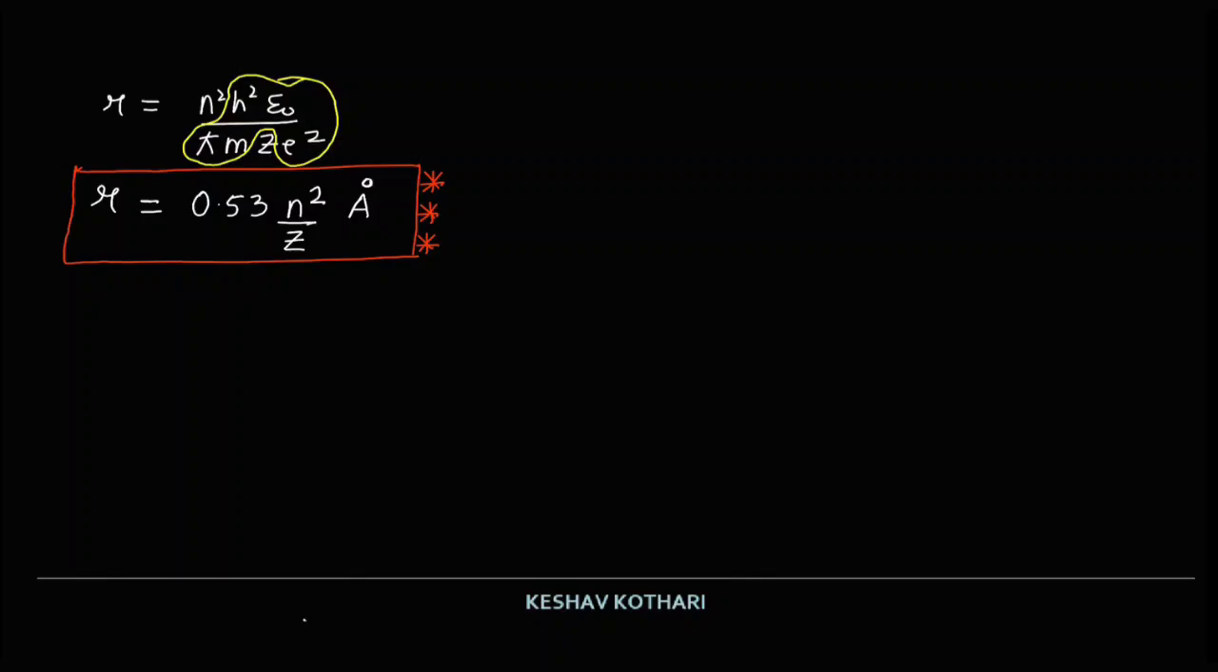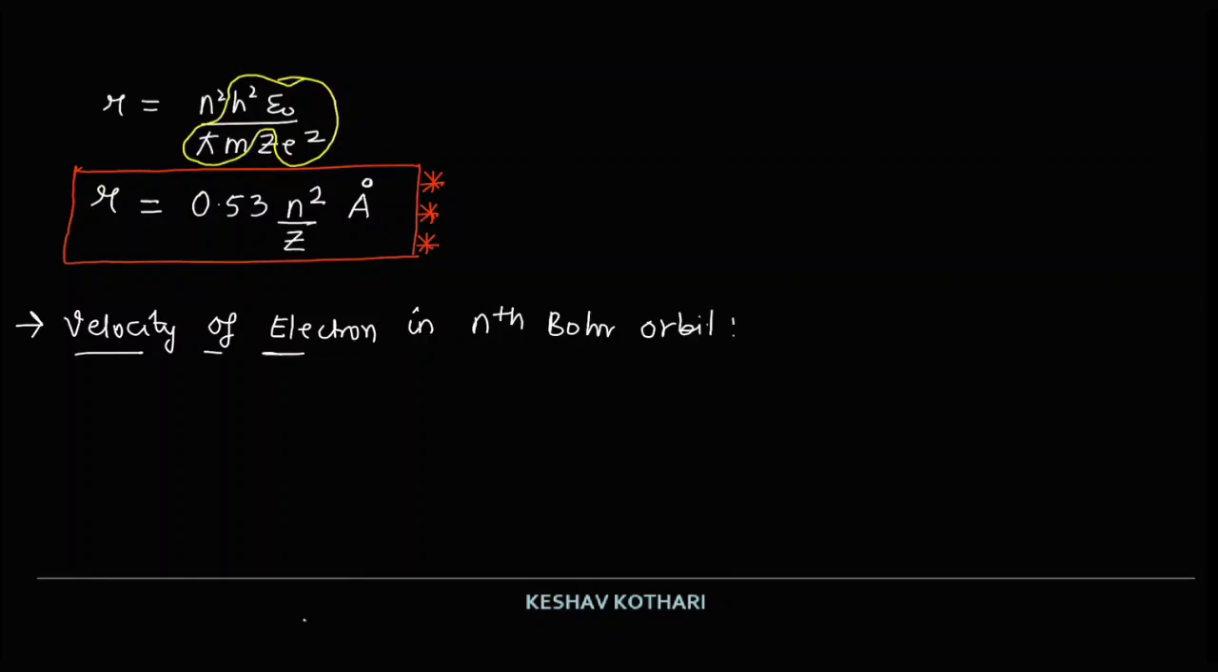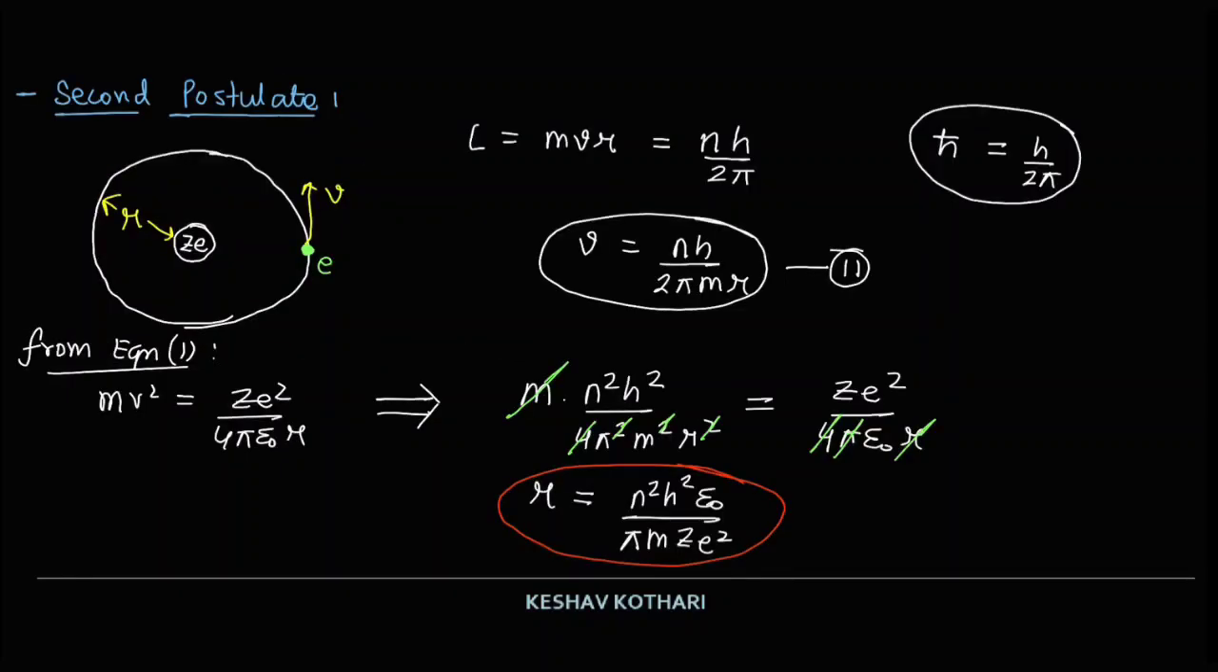The next one that we come across is the velocity of electron in nth Bohr orbit. So now we are coming to the calculation of velocity of electron in the nth Bohr orbit. From the second postulate we have written that v is equal to nh upon 2 pi mr. This is the expression that we have written from the second postulate, nh upon 2 pi mr.